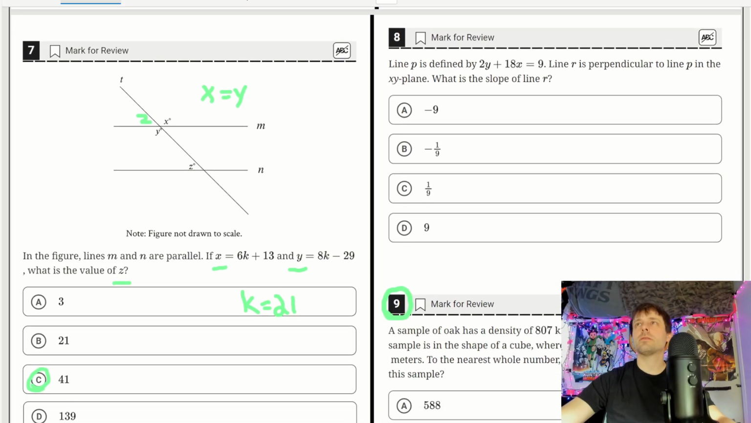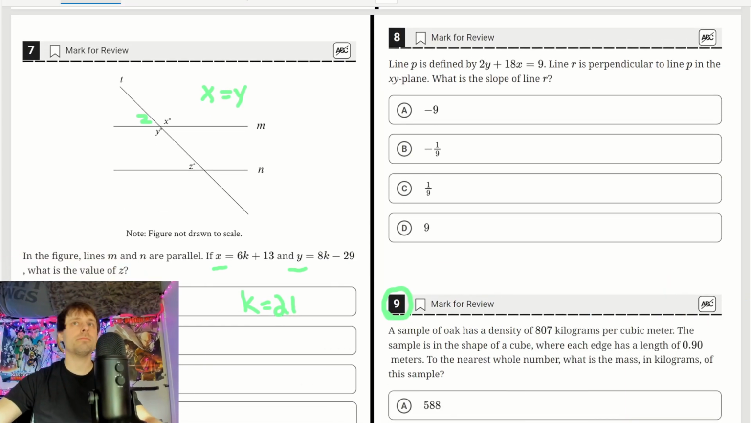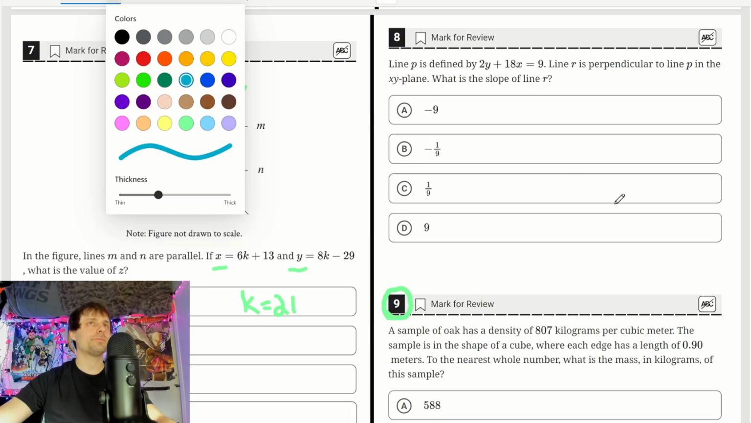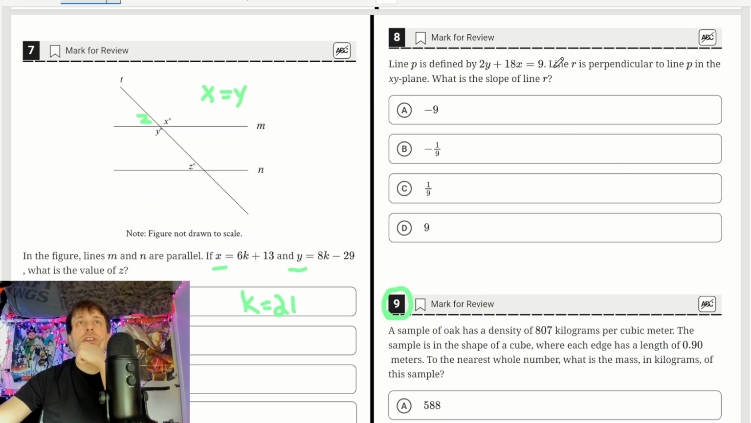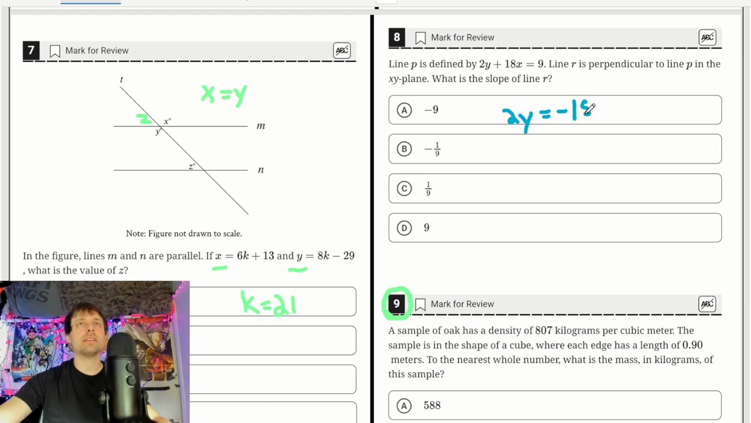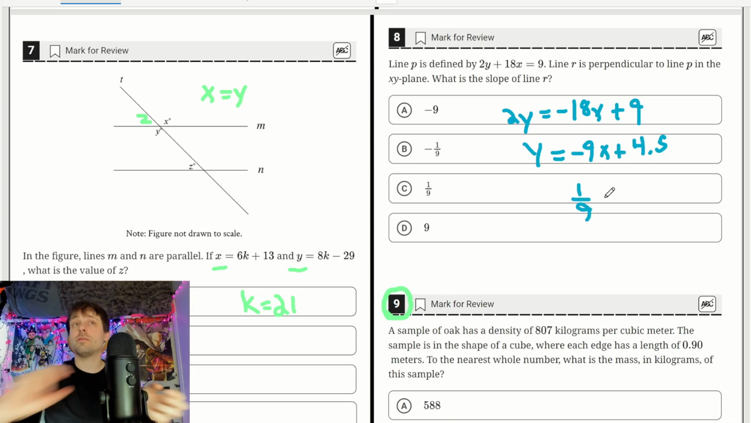Looking up at number 8, let's get rid of this. We have an equation, line R is perpendicular to line P. So all we want to do is put this in y-intercept form, or slope-intercept form. So we would just have 2y is equal to negative 18x plus 9, divide everything by 2. Y is equal to negative 9x plus 4.5. And finally, line R is perpendicular, so it's going to be 1/9. It's always two changes. Flip your fraction, flip your sign. It's going to be C here.